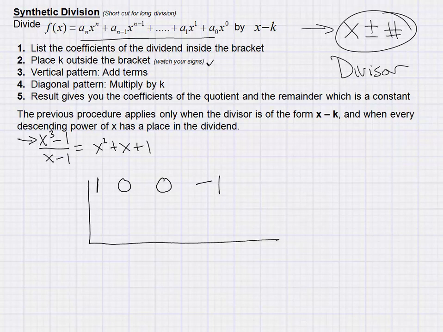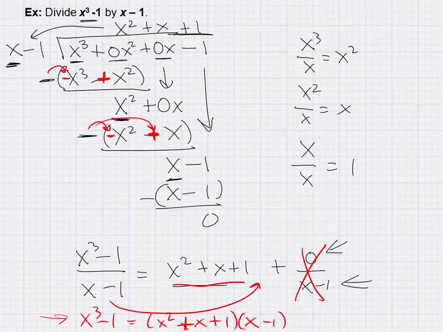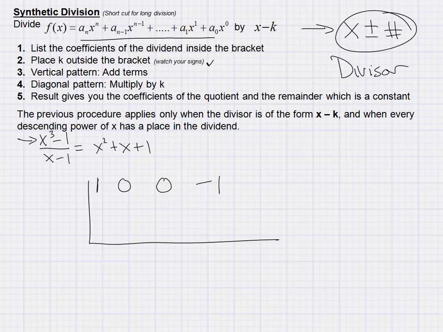So those are the coefficients. If I take a step back to the previous example, look at what we did for our coefficients: 1, 0, 0, negative 1. That's what's inside the division bracket. Okay, let's go back again. Outside, I'm going to place k. K is what's being subtracted. In this case, that value right there is k, so I'm going to put a 1 here. The easiest way to remember what to put out here is the opposite of what you see here goes here. So if this is an x minus 1, I put a plus 1 here. If this was x plus 1, I'll put a minus 1 here.